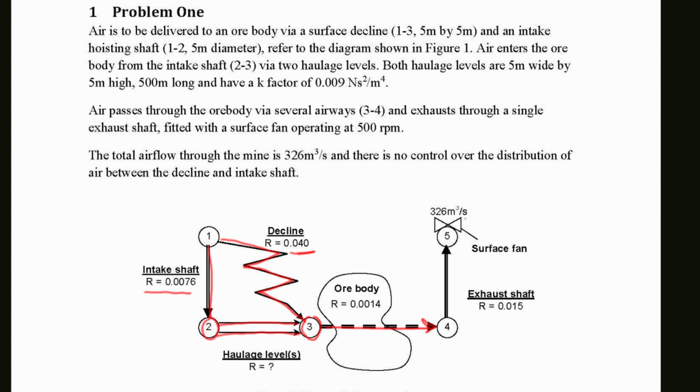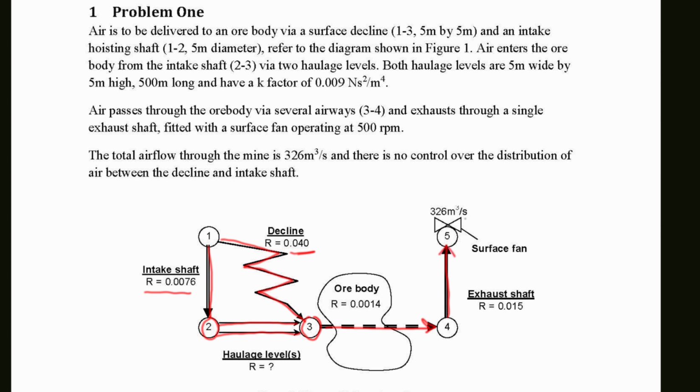As the total resistance for 3 to 4 is given, we don't need to know the exact layout in the ore body and can treat airway 3 to 4 as a single airway. After passing the ore body, air is exhausted through the exhaust shaft with resistance of 0.015 from 4 to 5.